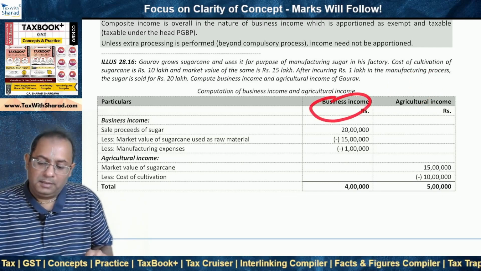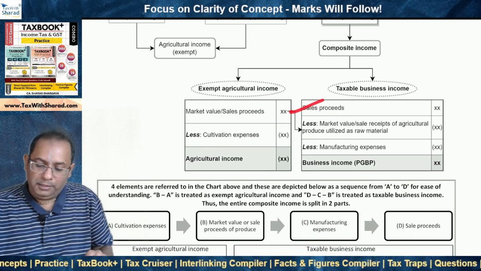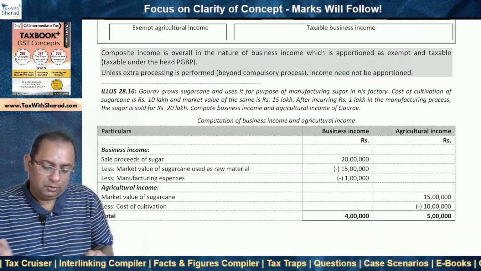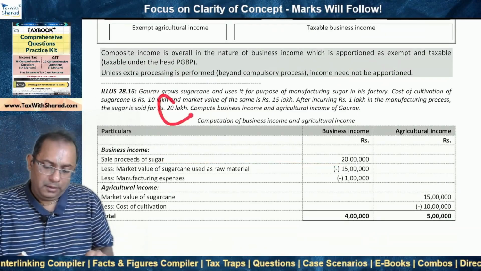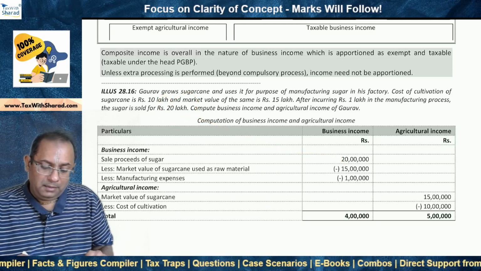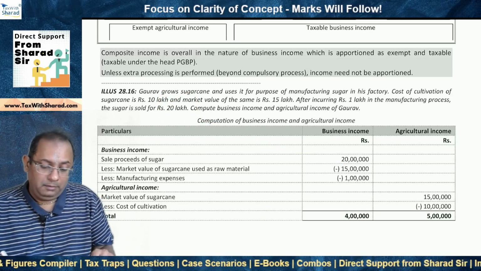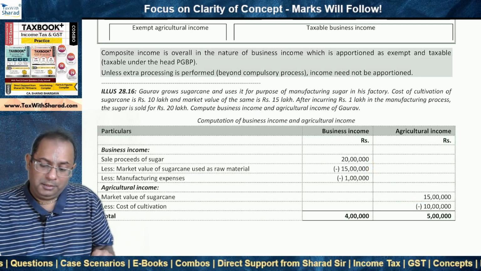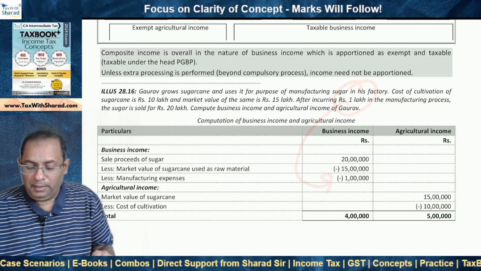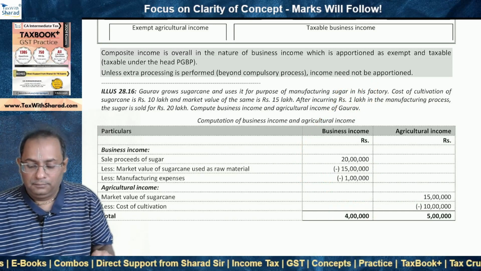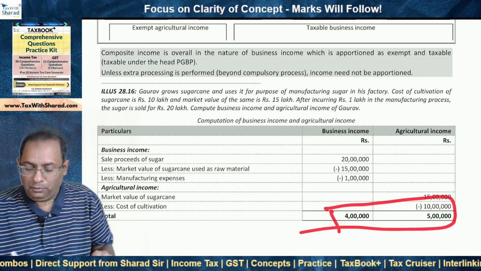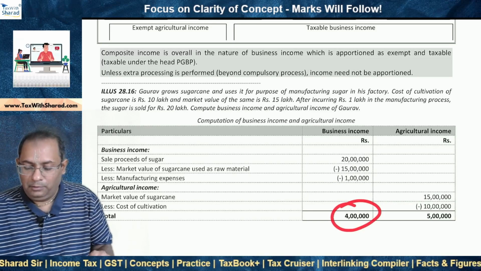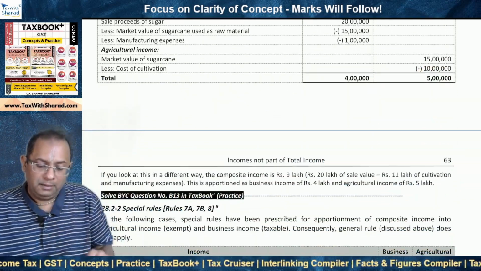Okay. Now we compute business income. What did we see? Sale proceeds minus the market value minus manufacturing expenses. This is how we get business income. So sale proceeds of sugar is 20 lakh. Okay. 20 lakh. Minus the market value of sugarcane, which is used as raw material in the manufacture of sugar. This 15 lakh is what we take here. And then we reduce manufacturing expenses as well, which are 1 lakh. So what we get is 4 lakh as the business income. So if you look at this, 5 lakh plus 4 lakh is 9 lakh. So 9 lakh is basically the composite income which we have apportioned into 4 lakh taxable portion and 5 lakh exempt portion. How did we get this 9 lakh?